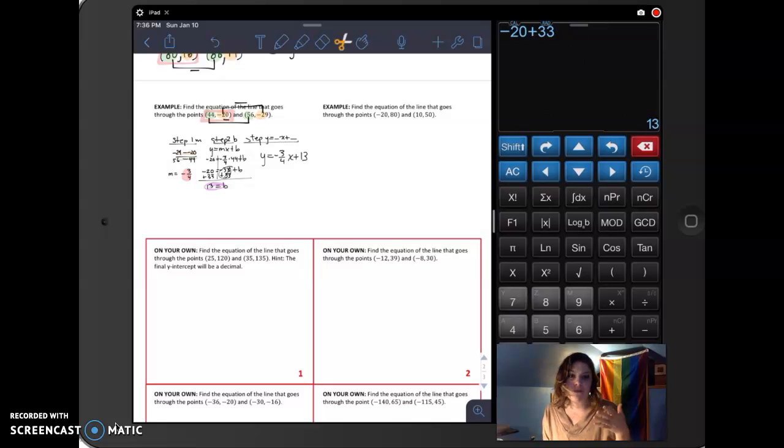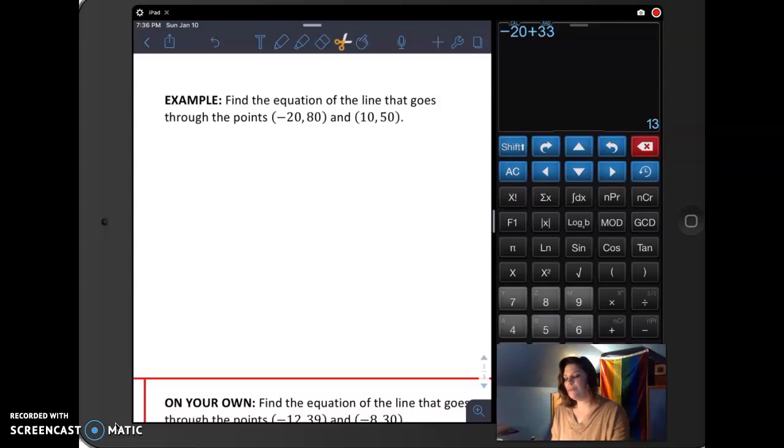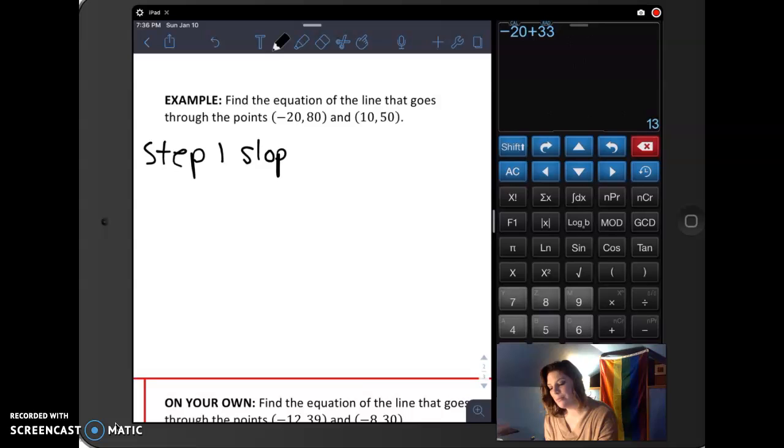So I just have one more example to do. I'm just going to do this last example, and I'm going to keep it pretty quick here. Remember, step one, you've got to find the slope. So we're going to find the slope first. Step one is slope. Again, if you need help with this step, go back and rewatch lesson 4.3.